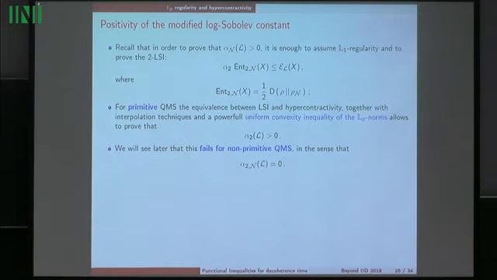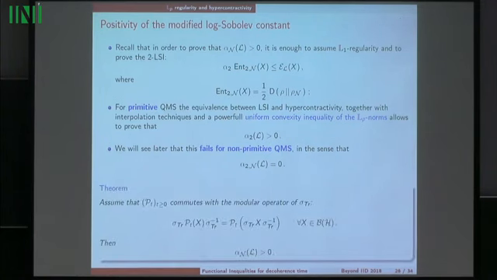Unfortunately, what I will explain in the last 5 minutes is the fact that if we generalize the notion of hypercontractivity to non-primitive semigroup, we find that this constant is always equal to 0. So this whole very nice machinery, we cannot use it for non-primitive evolution. But nevertheless, what I was able to prove directly was that if you assume this commutation relation between the modular operator and the semigroup, then the modified Log-Sobolev constant is positive.